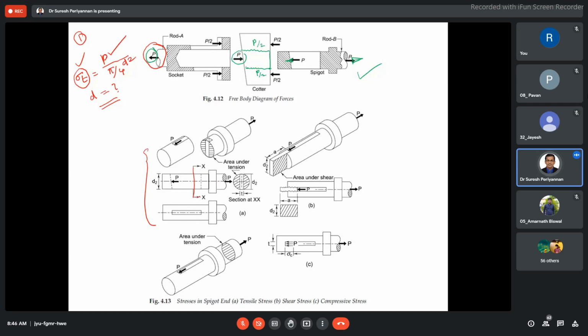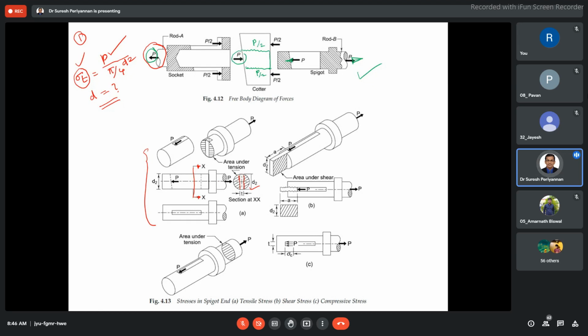We are focusing on this cross section because, while we assemble with the cotter, this is the force and the cotter slot is here. The cotter is passing through the spigot. As we know already, the spigot is a solid rod, not a hollow section. Then this is the area we know. But the area where the cotter is sitting, through the slot of the spigot, we can't consider.